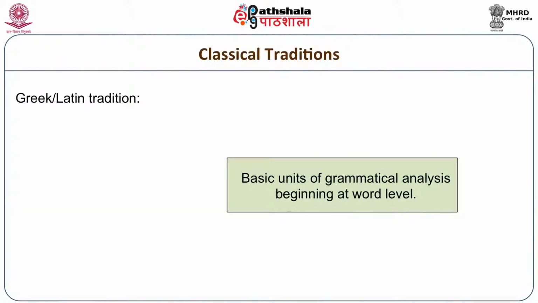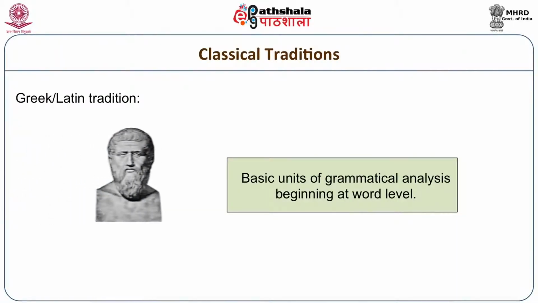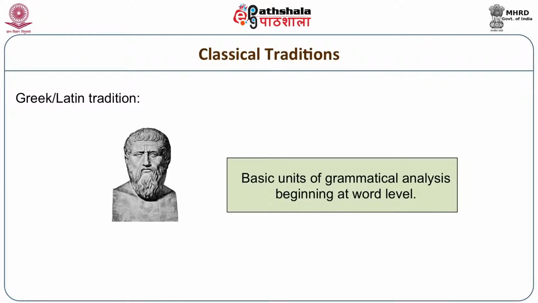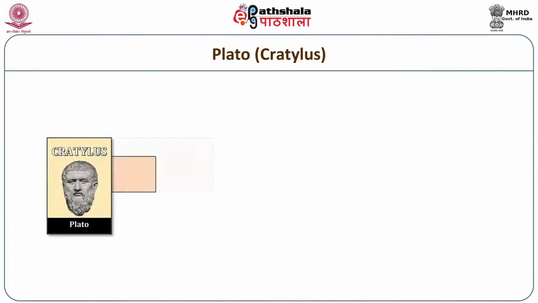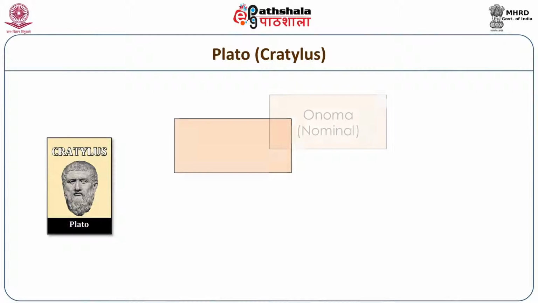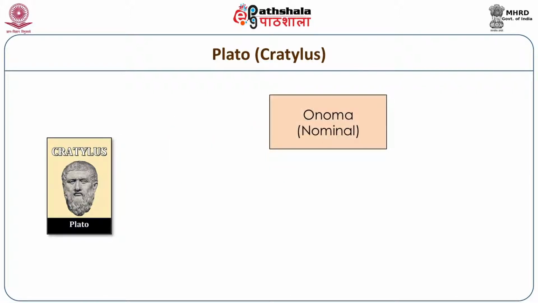For ease of presentation, we will start with the younger of the two traditions, which is the Greek and Latin traditions. For both Plato and Aristotle, the basic categories of grammatical analysis were defined by both morphology and syntax. And Plato, in the Cratylus, characterized sentences as having two major components: a nominal one, which was called onoma, and a verbal one, which is called rhema.